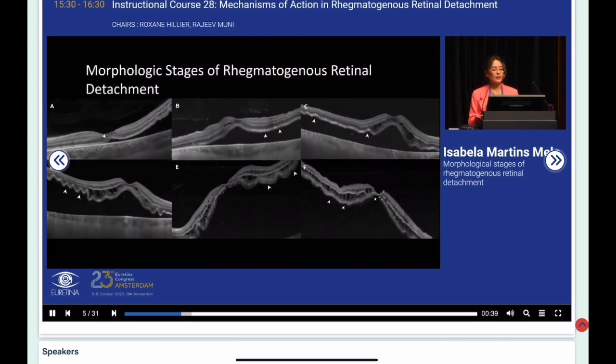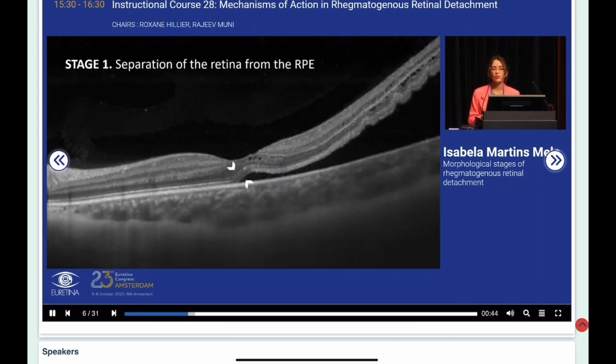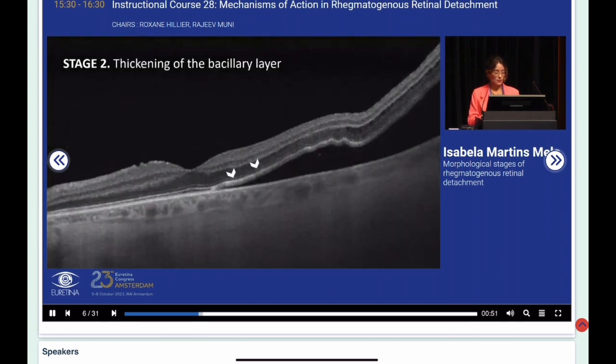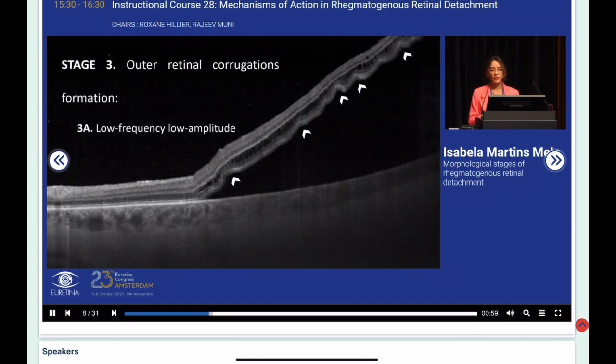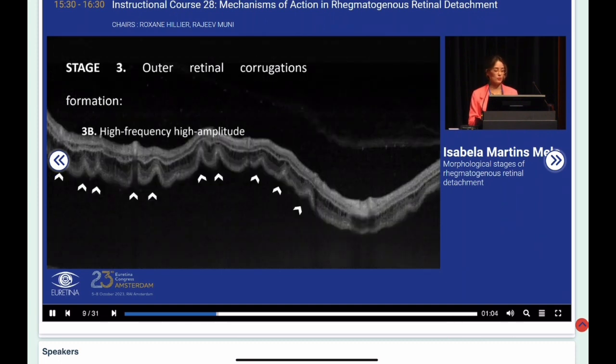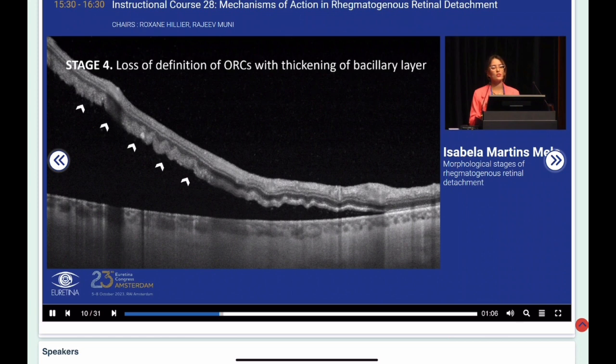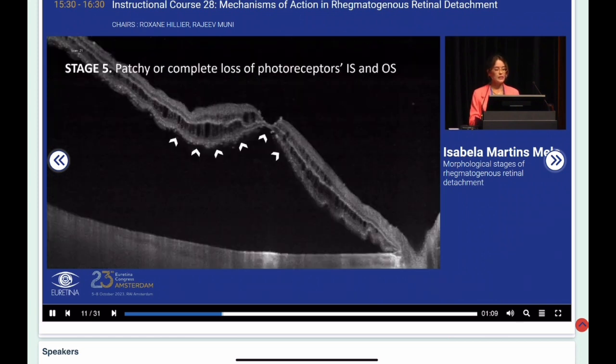And we found that there are 5 stages of retinal detachment. And so stage 1 is the separation of the retina from the RPE with no apparent changes to the photoreceptor layer, and it occurs at the edge of the detachment, followed immediately by stage 2, where there's a thickening of this bacillary layer. Then we progress to outer retinal corrugations, initially low frequency, low amplitude, progressing to high frequency, high amplitude. As time passes, these corrugations will lose definition in stage 4, and finally in stage 5, there's a patchy then complete loss of photoreceptor inner and outer segments.